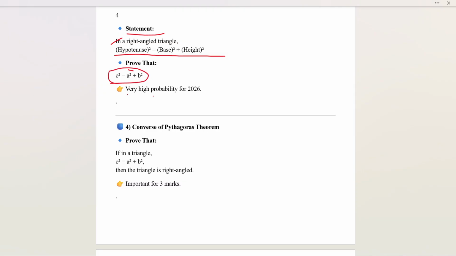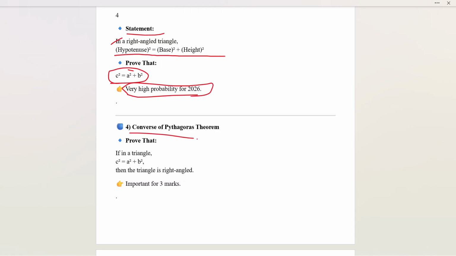Here there is a very high probability for 2026. You can prepare for that particular Pythagoras theorem. There is a very high probability for 2026 that you will see questions asking to prove the Pythagoras theorem in your board exam. So you can prepare better for that theorem.